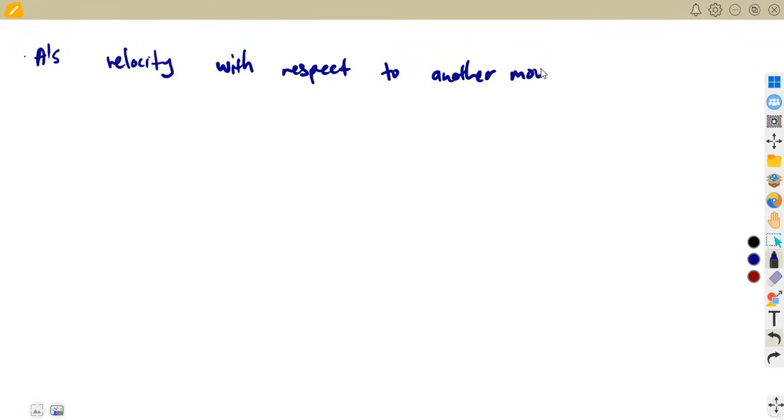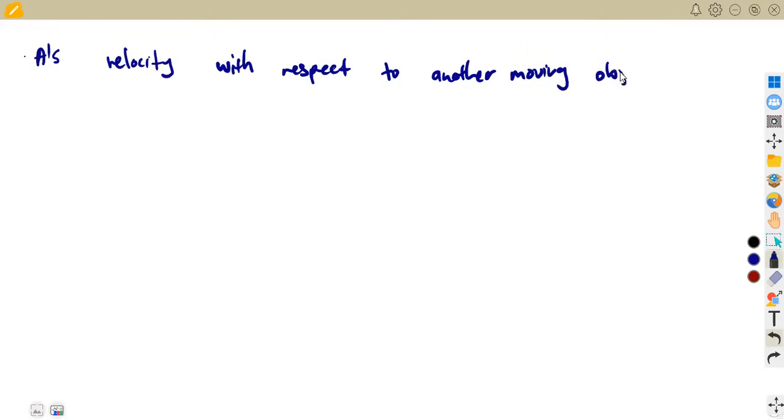We want to relate, let's say, a condition of working with A's velocity. So we can refer to the velocity of A, a certain object that we are referring to. This velocity is being taken with respect to another object, let's say another moving object in this case.